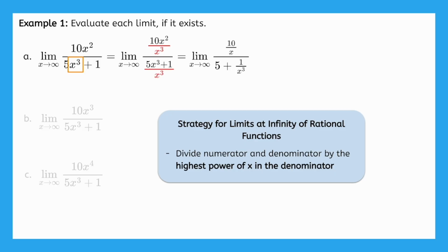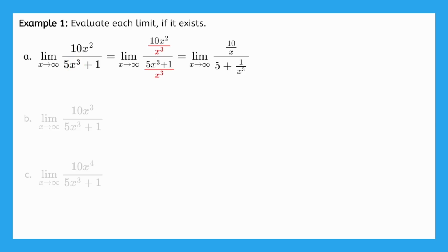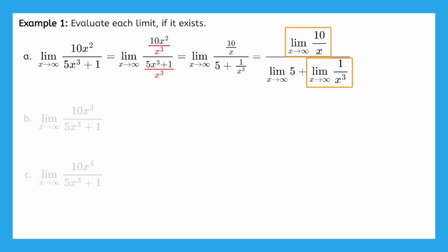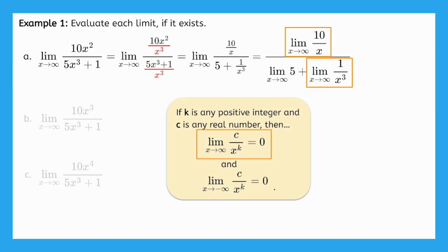Dividing by the largest power of x in the denominator helps us identify which terms grow the fastest as x becomes very large. Then, using the limit laws, we can break the limit into simpler limits that are easier to evaluate. These two limits are of the form c over x to the k, so we know they are equal to 0.